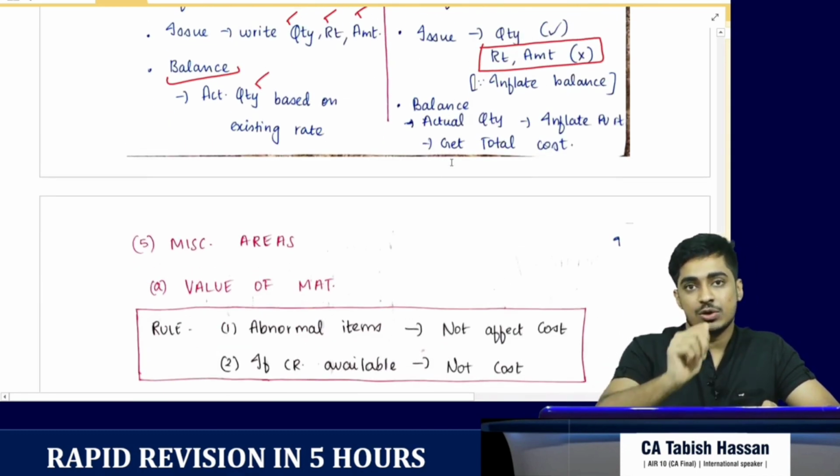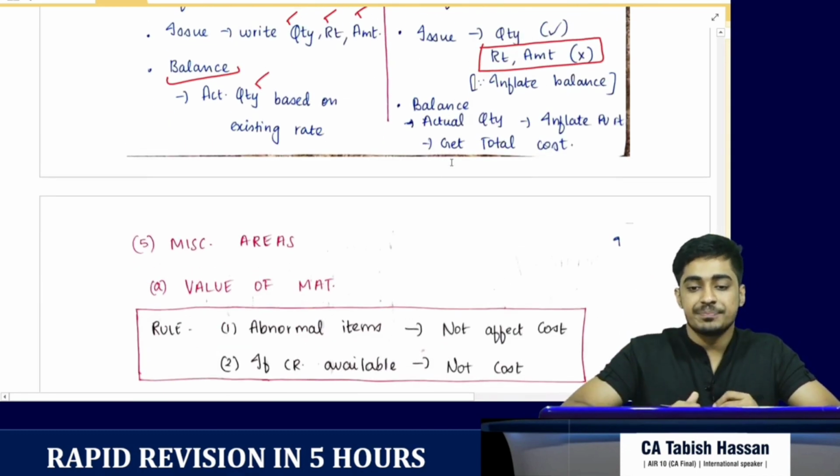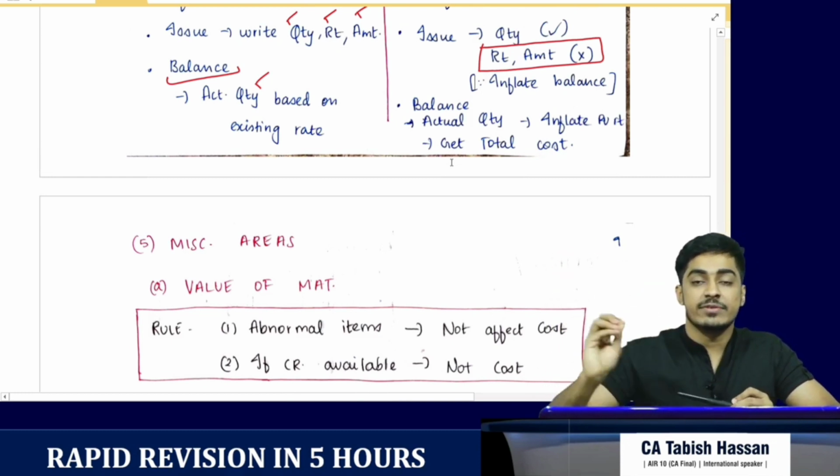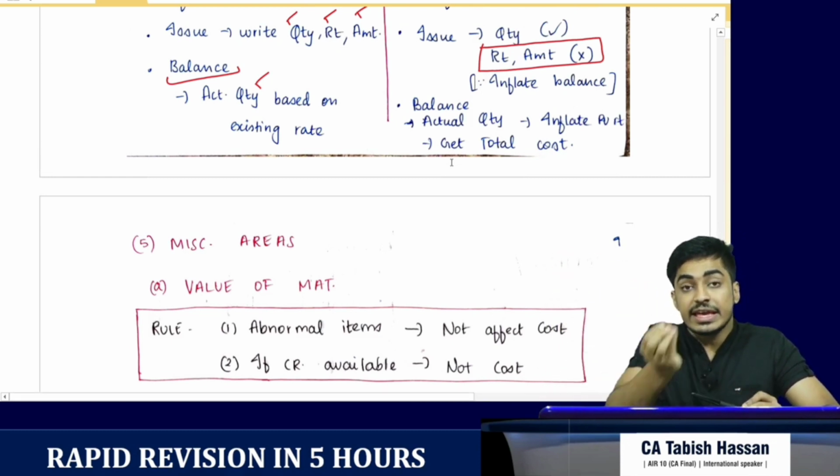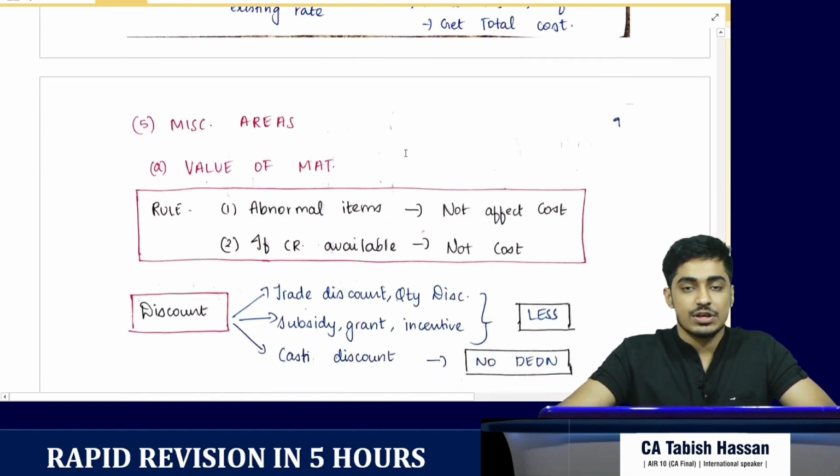And in balance, in terms of quantity, we write the actual quantity. The total cost anyway would be there. We write the total cost, and based on that, we get the inflated rate. Clear? So this is about stores ledger.